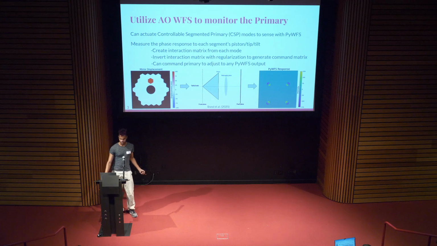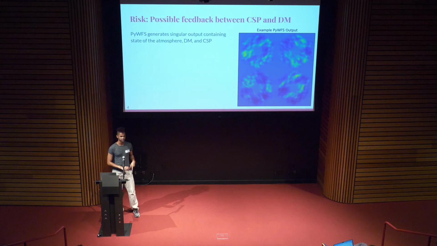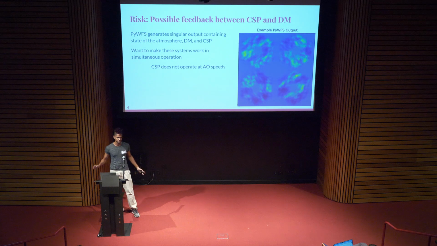And this would be all well and good, but the first thing that we end up seeing is that there's a lot of overlap between the ways that the CSP can influence the wavefront phase and the way that the deformable mirror influences the wavefront phase. And the pyramid wavefront sensor only generates a single output that has information on all of the phases of the atmosphere, DM, and CSP at once. So we want to find some way for these things to work together so that there's no feedback loop that will cause catastrophic phase problems.